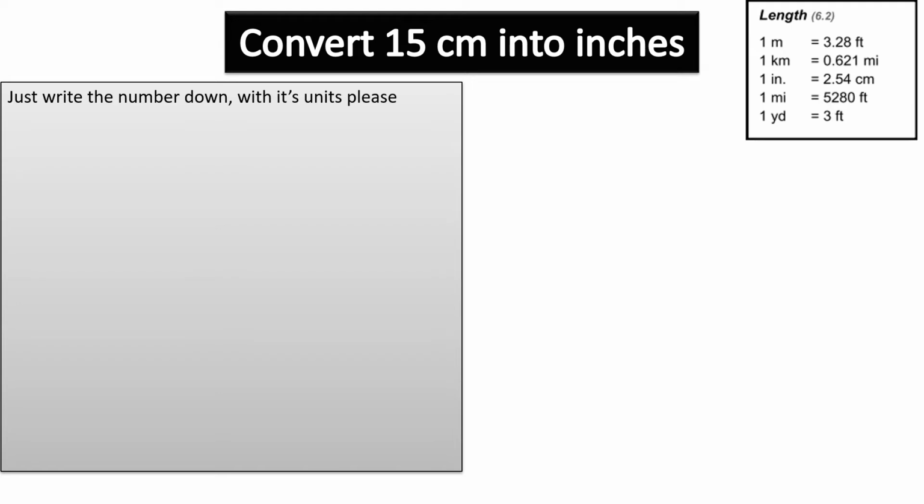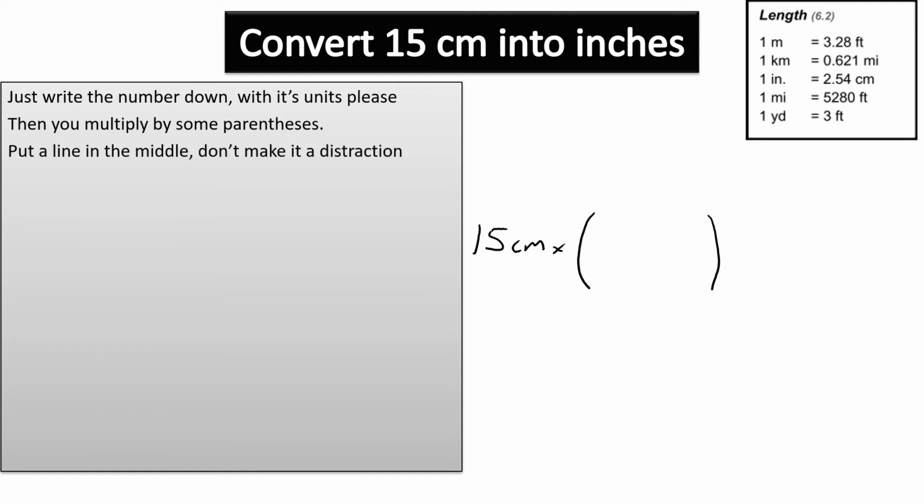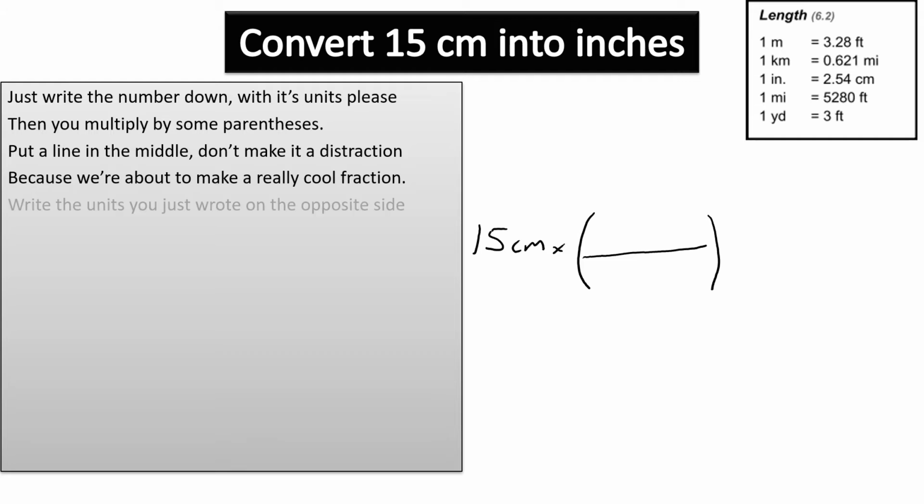Just write the number down with its units, please. So 15 centimeters is what we want to convert, right? We're doing 15 centimeters into inches. So writing the number down with its units, please. Then you multiply by some parentheses. Same process every single time. Put a line in the middle. Don't make it a distraction, because we're about to make a really cool fraction.